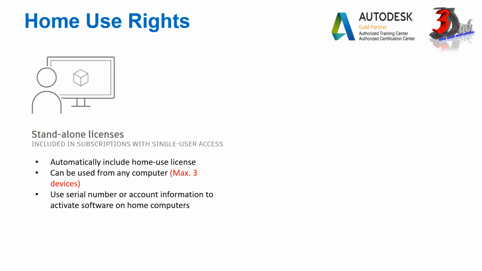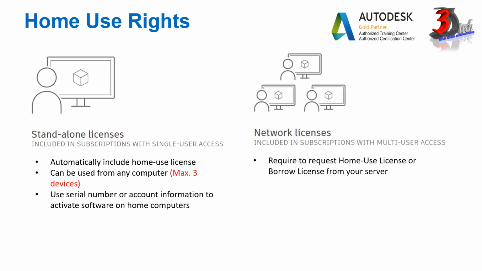For perpetual license standalone, perpetual network license, as well as the multi-user license, you have two options. Sorry, for perpetual license with standalone, you only have one option, but for network license and multi-user access, you have two options. First is to request a home use license, or for multi-user license and network license, you can borrow a license from your server, on top of requesting a home use license. If you are not within your network area, you can just request a home use license if you think that is easier for you.